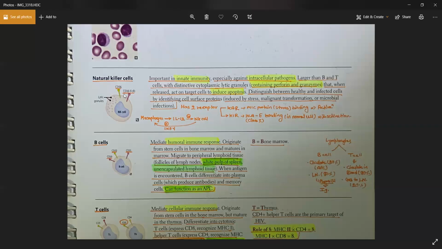Yes. Remember only three to four things. First is the receptors. Second is the type of cells they identify, and what they do when they identify the cells.